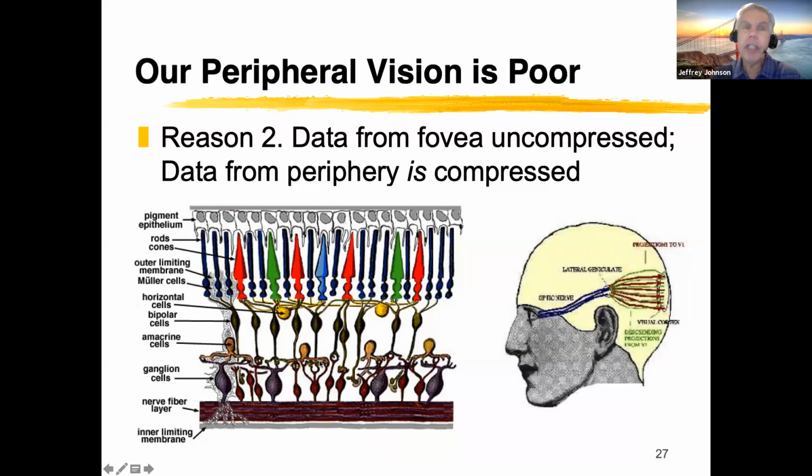The way we in computer science would talk about that is we would say data goes from the center of your visual field to your brain uncompressed, and data from the periphery of your vision goes to your brain compressed with data loss. So it's like you have a high resolution TIFF in a very small area in the center of your vision, and you have a low resolution JPEG in the rest of your vision.